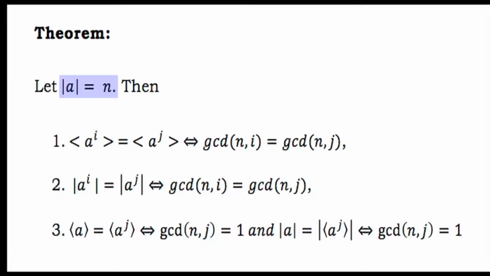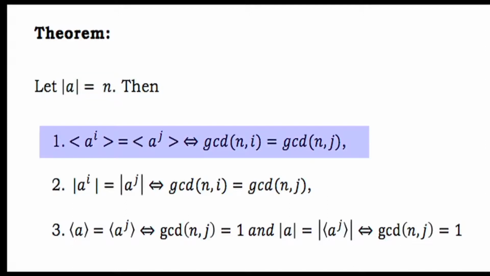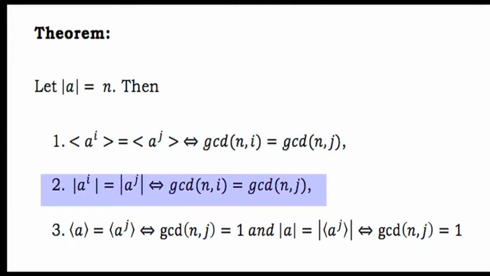Theorem: let the order of a be equal to n. Number 1, the group generated by a^i is equal to the group generated by a^j if and only if gcd(n, i) is equal to gcd(n, j). Number 2, the order of a^i is equal to the order of a^j if and only if gcd(n, i) is equal to gcd(n, j).